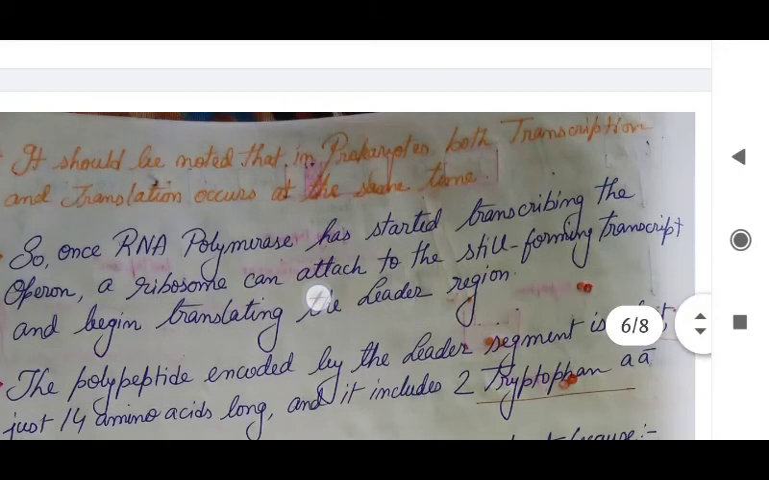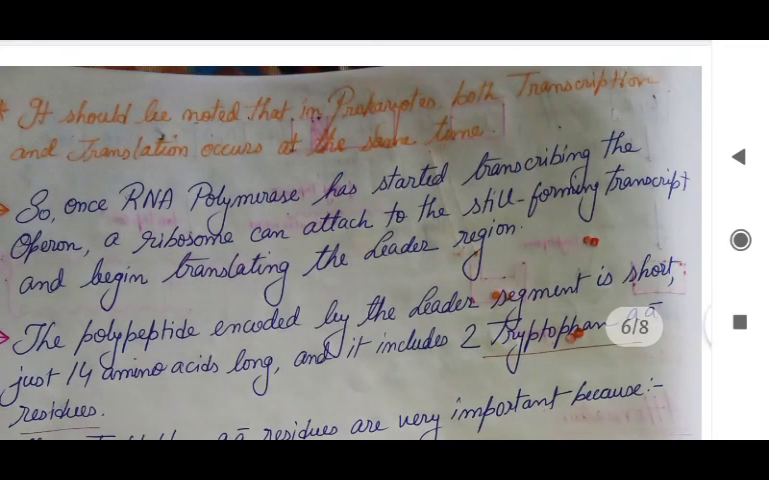Now it should be noted that in prokaryotes, transcription and translation occur at the same time because they are not enclosed in a nucleus. They are found openly in the cytoplasm, in the nucleoid, better to say. So once RNA polymerase has started transcribing the operon, the ribosome can attach to the still forming transcript and begin translating that leader region.